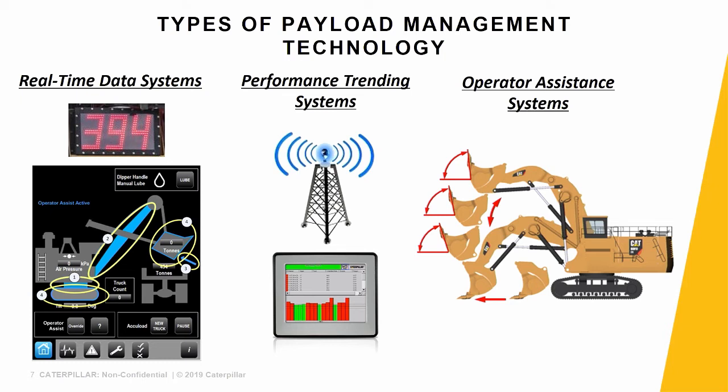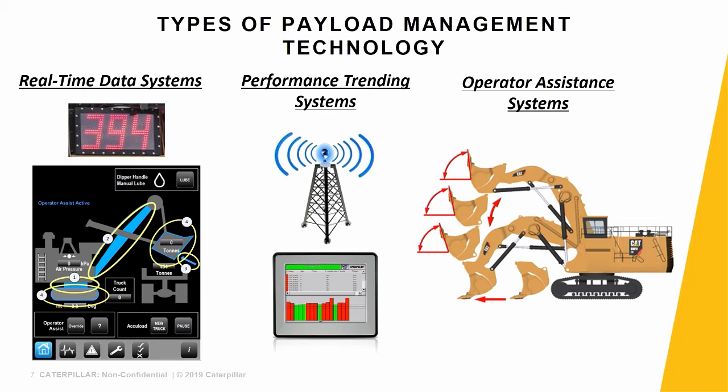Real-time data systems, the scoreboards on the trucks. On your left here, what you see inside the loading cab unit. The performance trending systems, this is machine data you can download manually, or you can download it remotely over Wi-Fi and track the operator performance and their payload. So you manage what you can measure.